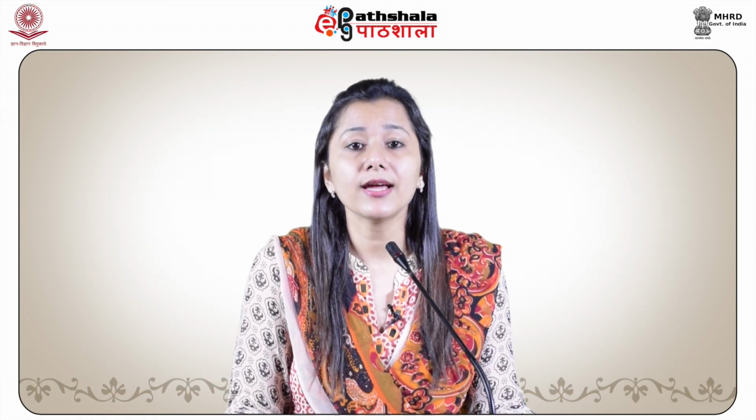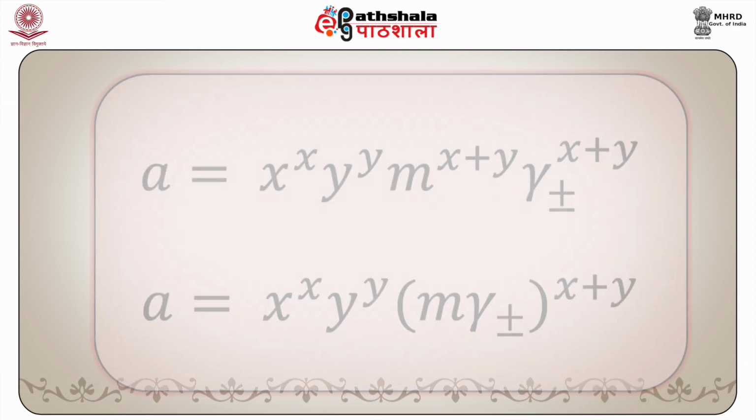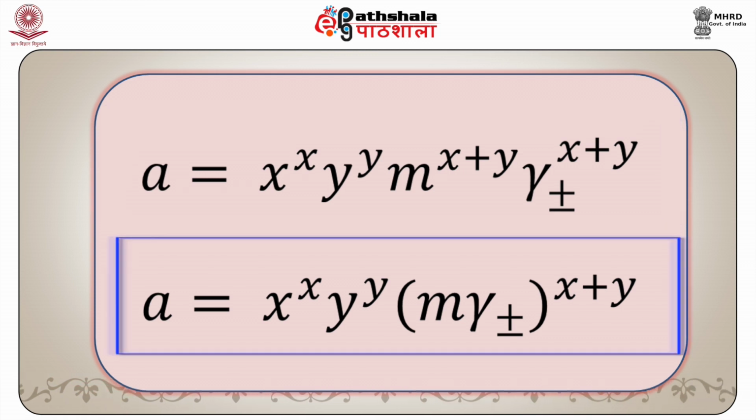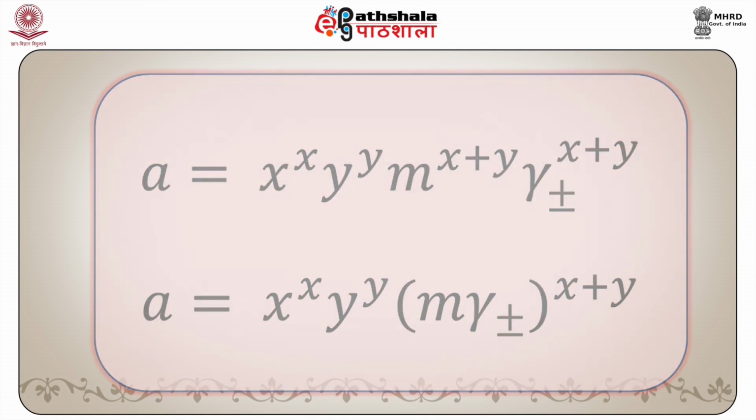Using equation 9 in equation 7, we get A is equal to x raised to power x into y raised to power y into M raised to power x plus y into gamma± raised to power x plus y. Or we can write A as equal to (x to the power x, y to the power y) times (M gamma±) whole raised to power x plus y.